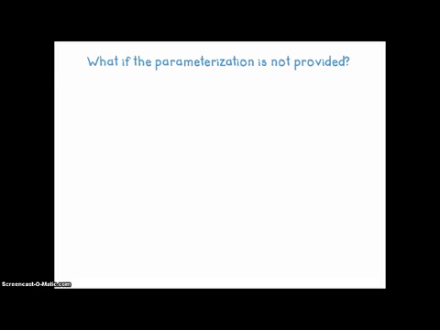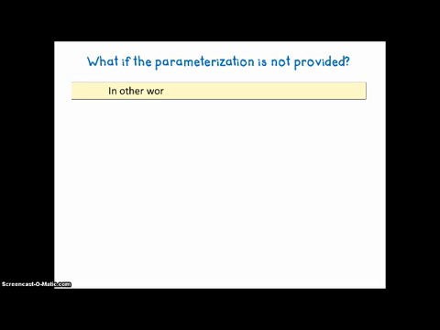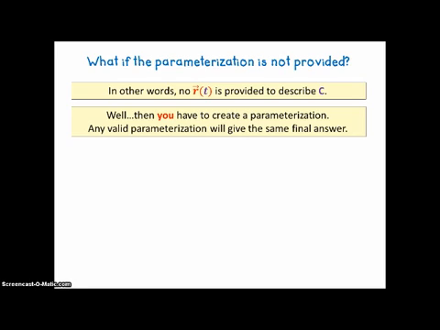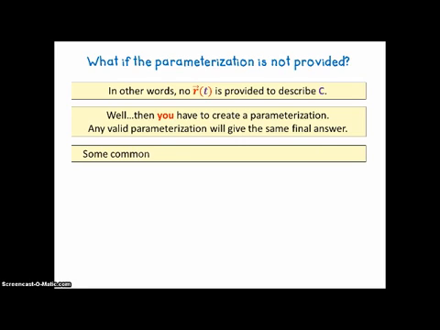All right, so what if the parameterization is not provided? You're not given a vector that traces out the curve, and you're not given parametric equations. You're just given some kind of description of C. In other words, no r of t is provided to describe C. Then you have to create a parameterization, and any valid parameterization will give the same final answer, but there will be some that are easier to use than others. Some common parameterizations include linear and circular. So let's take a look at some that you will probably want to use.